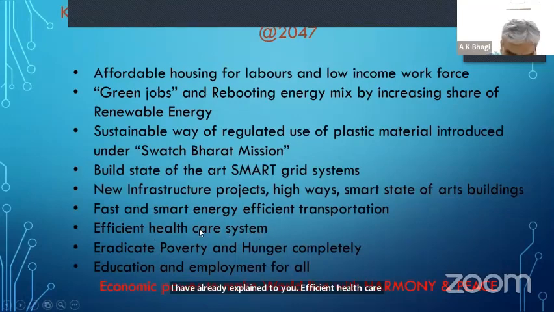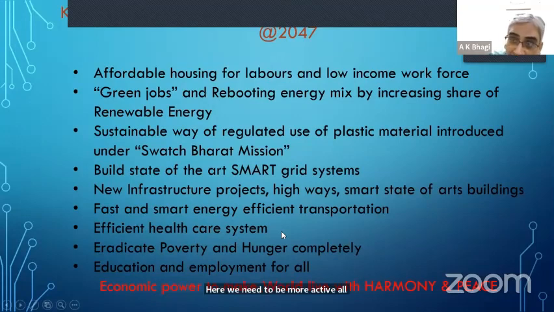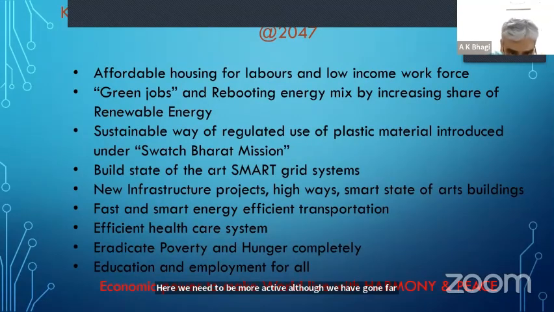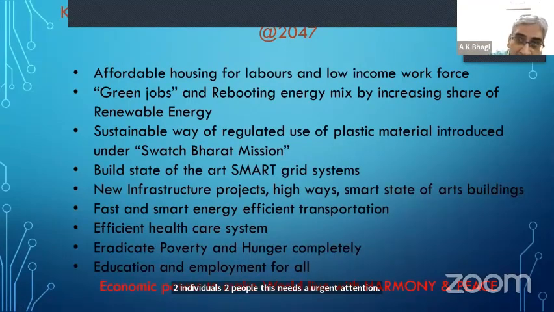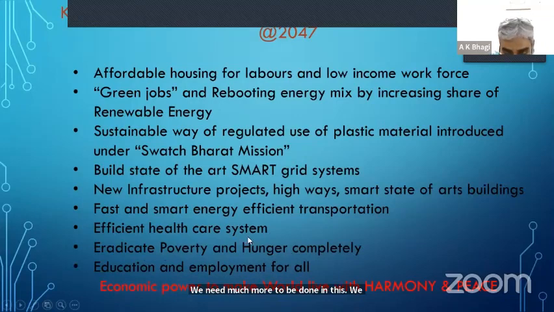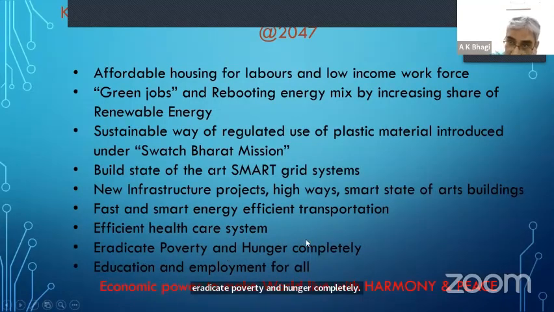Efficient healthcare system. Here we need to be more active, although we have gone far ahead in the pharma and vaccination industry. But still, providing healthcare to individuals, to people, needs urgent attention. Although AIIMS and medical colleges have almost doubled, we yet need much more to be done in this. We have to eradicate poverty and hunger completely. In this area we have uplifted many people from the poverty line, but yet, every home needs hands, it needs work too, and work needs to be done on this. And education and employment for all. So India will become an economic power, and that will make the world live in harmony and peace because of our philosophy.